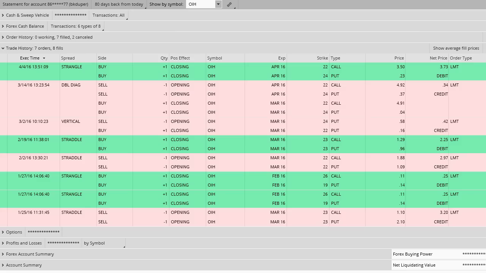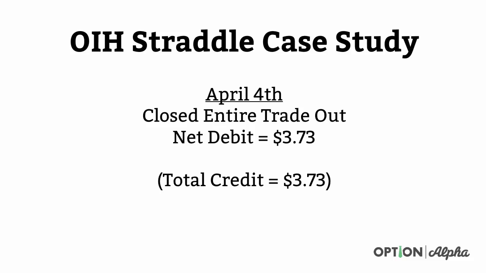So again, here's our trade to go ahead and close out of the position. Our strangle trade on April 4th, we closed out of both our 22 calls, again, which we had never touched from the beginning, and our 24 puts for a 373 debit, basically giving us a scratch on the trade. But I'll take a scratch any day of the week to avoid a big loser.